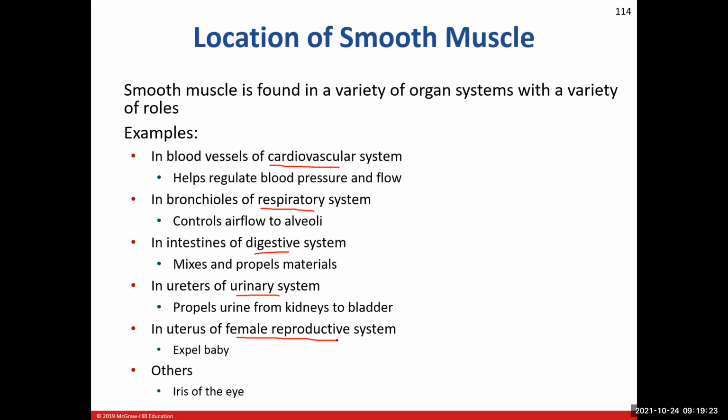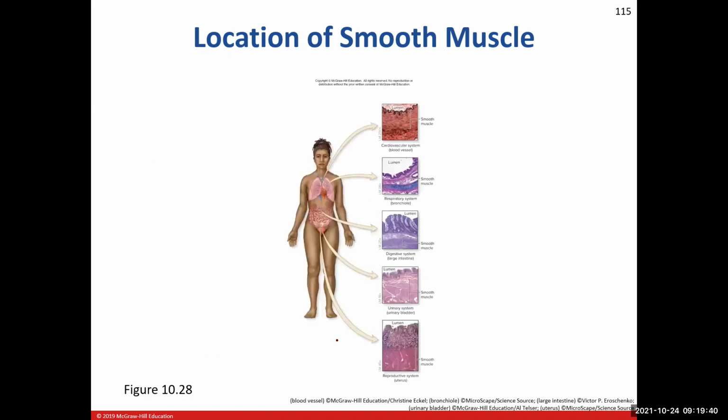Keep in mind, smooth muscle is just that. It's smooth. No striations, no sarcomeres. And it is under nervous system control that we do not consciously control. So that's going to be your autonomic nervous system. This picture here is showing you all the vast and different places that smooth muscle is located throughout the body.